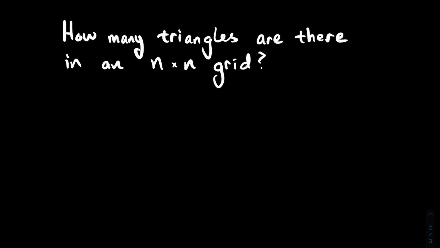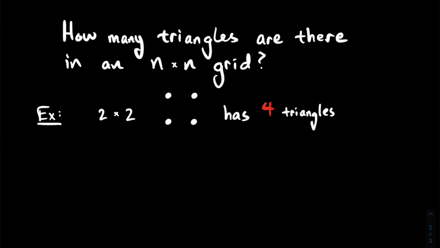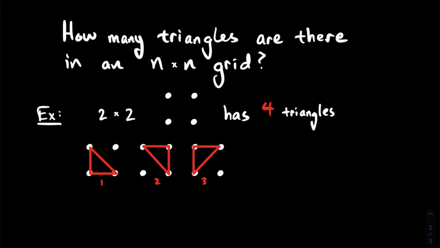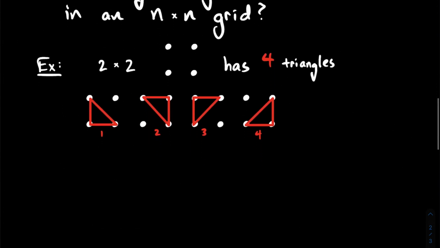In this video, we're going to count how many triangles there are in an n by n grid. So, for example, here's a 2 by 2 grid, which consists of 4 dots. There are 4 triangles that you can make using the 4 dots in this grid. Here is one of the triangles, here's another one, and here's the last one.